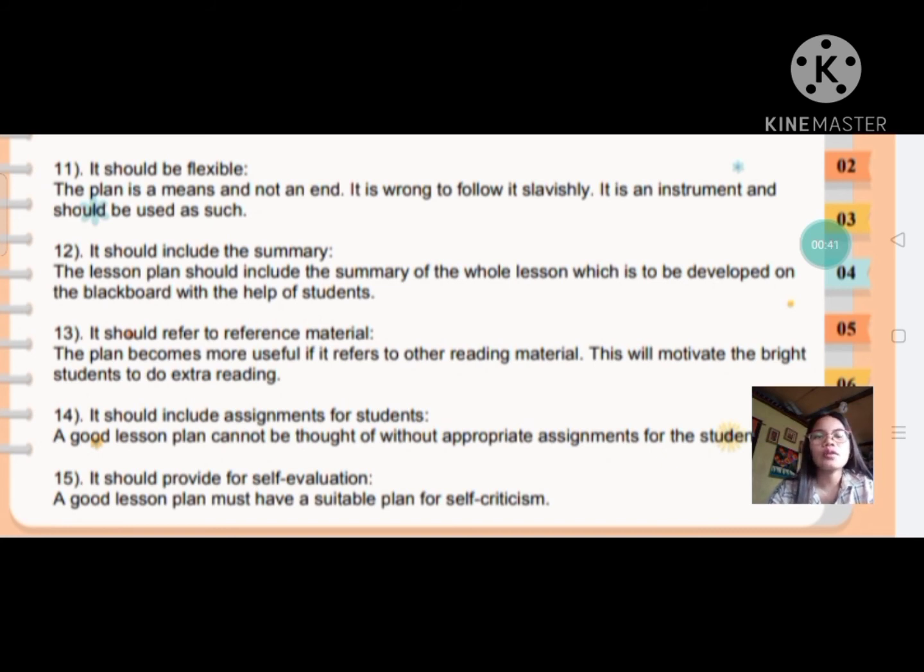Next, number 12, it should include the summary. The lesson plan should include the summary of the whole lesson, which is to be developed on the blackboard with the help of students. Having a summary can add more to their learning, because a summary should isolate all the important points in the original passage and note them down in a list. Students review all the ideas in the summary.